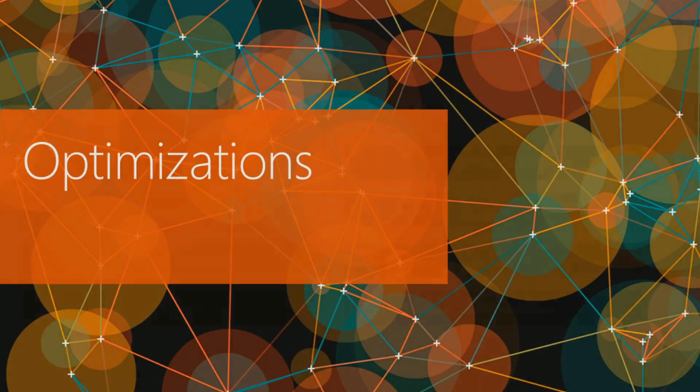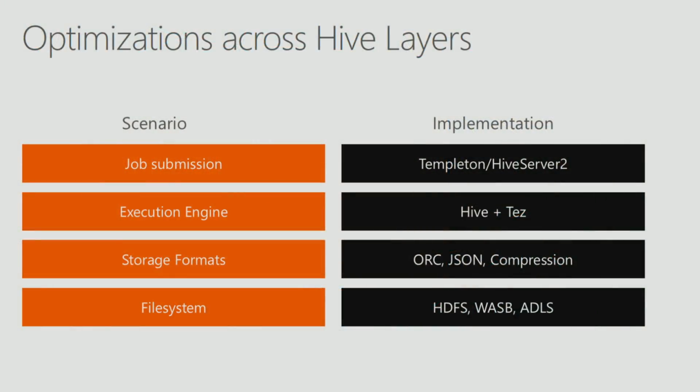OK, so with that, let's talk about optimizations. So I have a laundry list of optimizations going down the Hive stack. We're going to first talk about job submission. So in the job submission phase, we will talk about how to make jobs submit faster. A typical Hive query takes seconds to minutes to start. How can you make it faster?